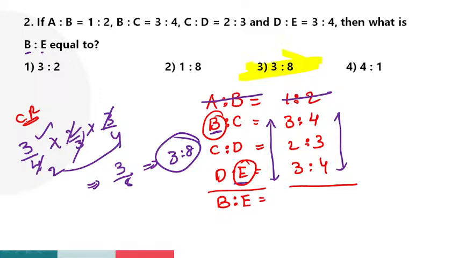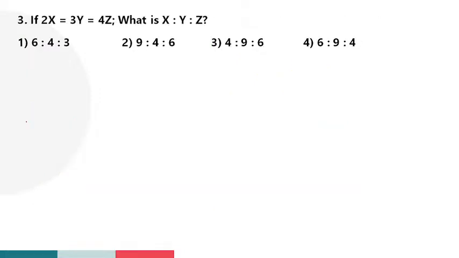Any doubts? Right, Andy? And move on to the next one. If 2x is equal to 3y is equal to 4z, what is x is to y is to z? What is the answer, guys?